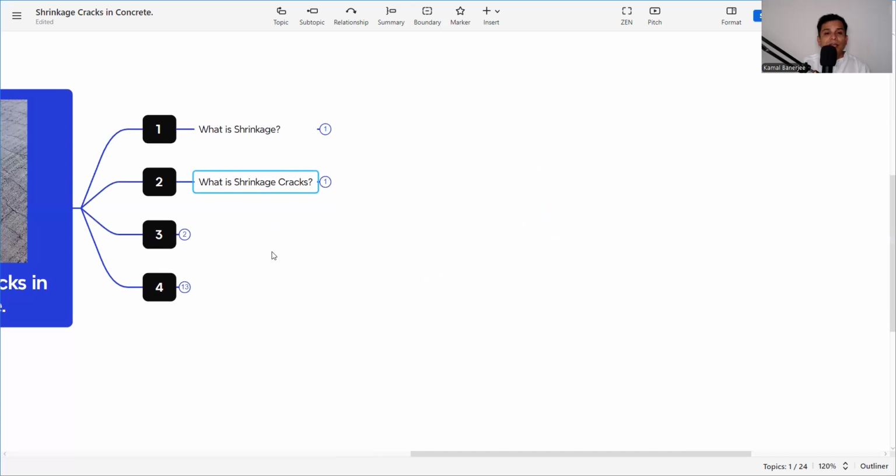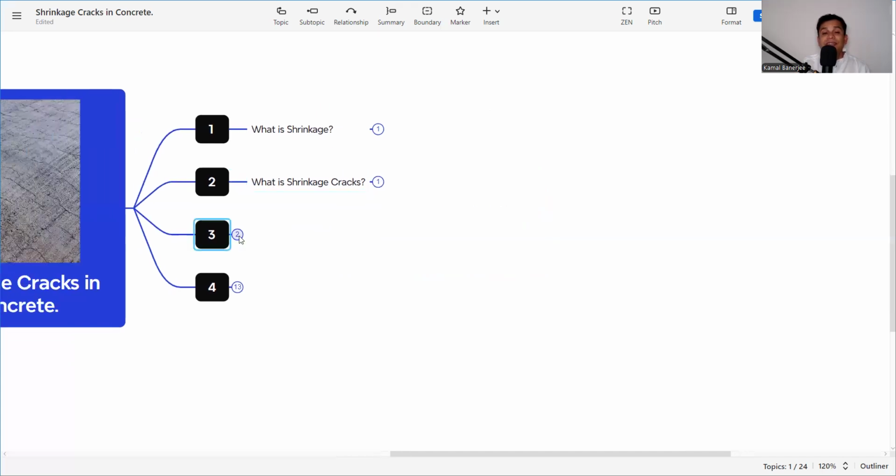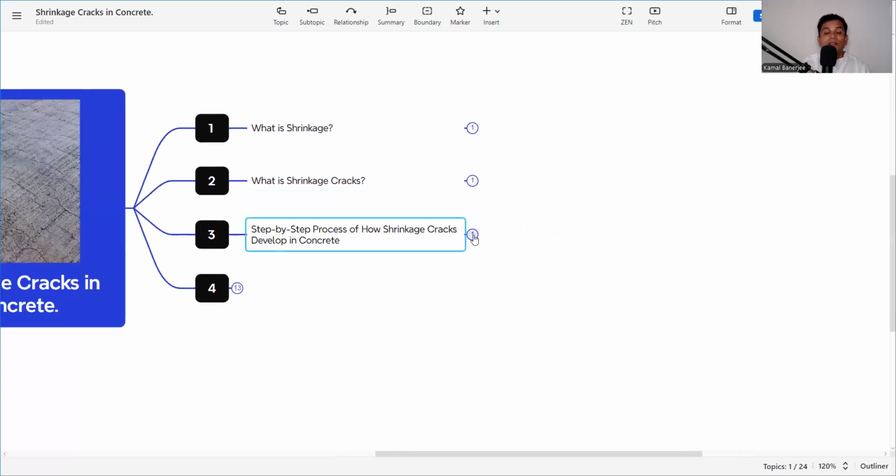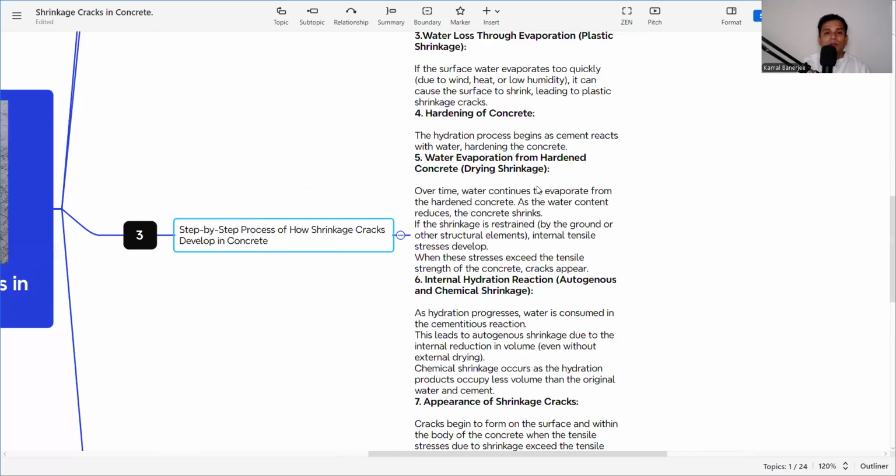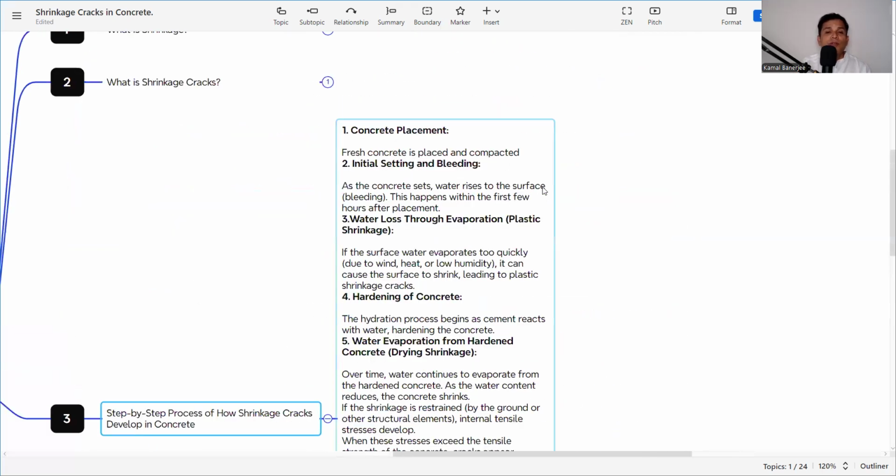Now we need to know how these shrinkage cracks develop. What is the process? There are different processes. So first phenomenon, what we are doing, we are placing the concrete. Now we have a mix design, we have a proportion of concrete.